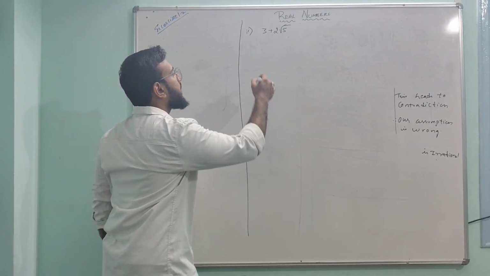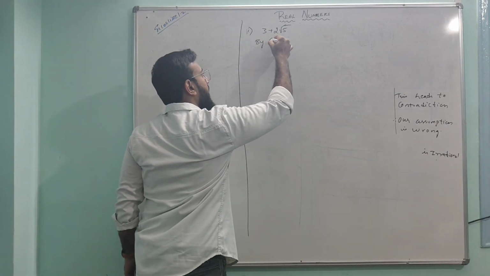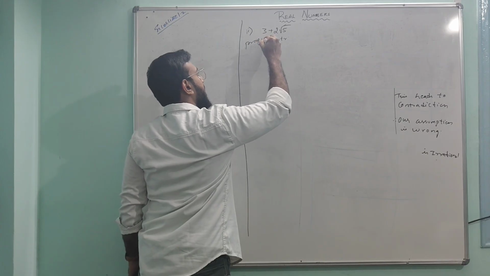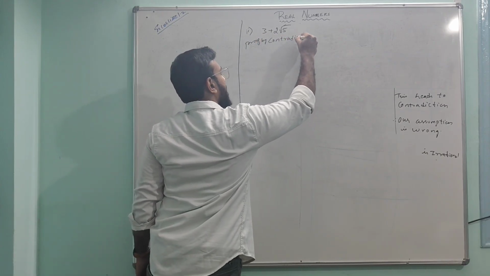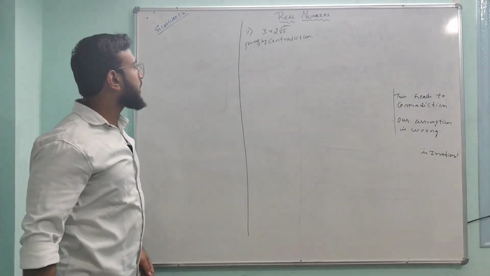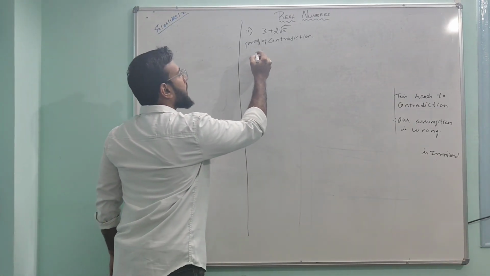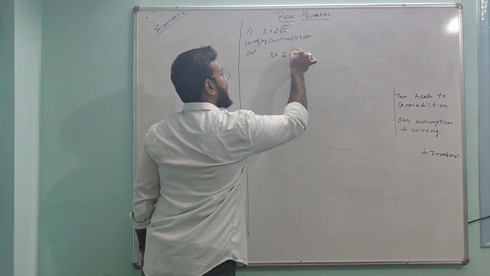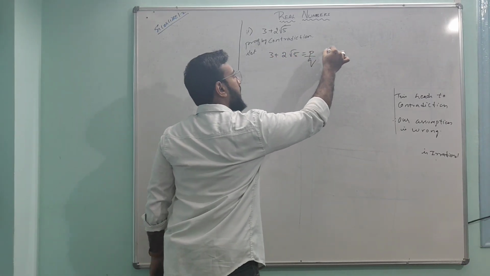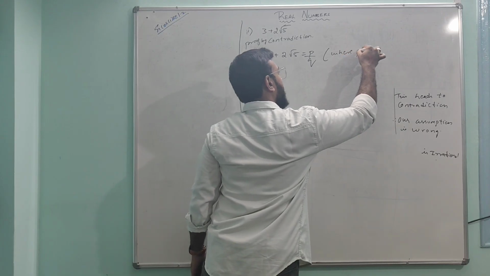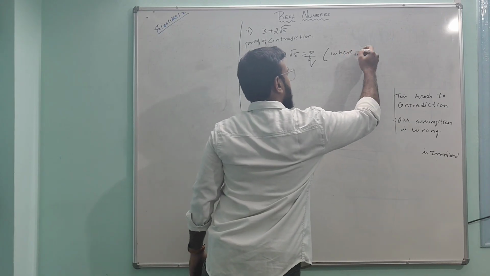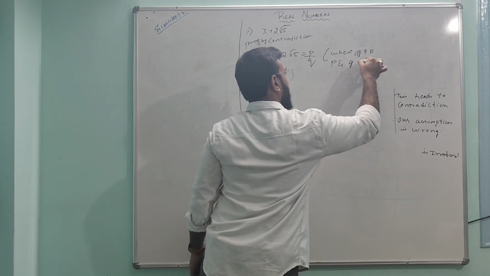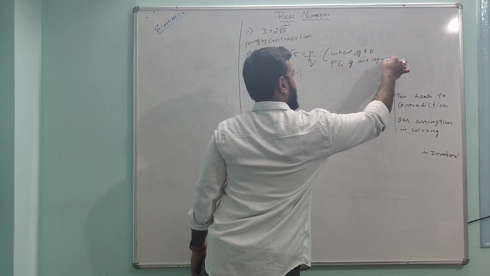3 plus 2 root 5, by proof by contradiction. Let 3 plus 2 root 5 be equal to p by q, where, same condition, q is not equal to 0, and p and q are coprime.